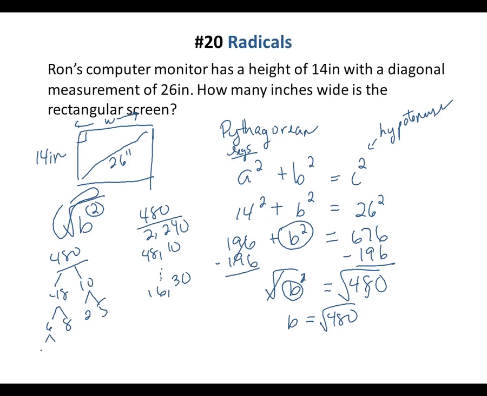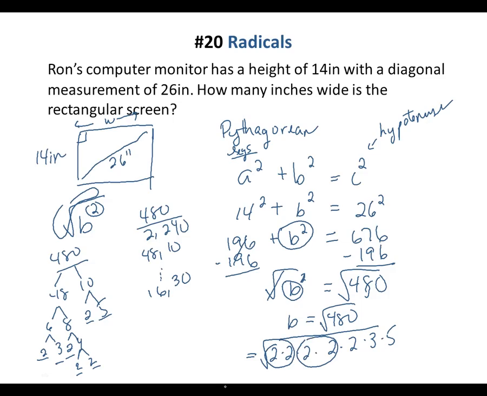How do we simplify that? Any thoughts? You can try to figure out what are some factors of 480? 2 and 240. Yeah. Keep going. 48 and 10. Right, that's 480. Eventually, you're going to get to 16 and 30. And so how I like to do this is, and this doesn't work for everybody, so I can't guarantee you'll like this.